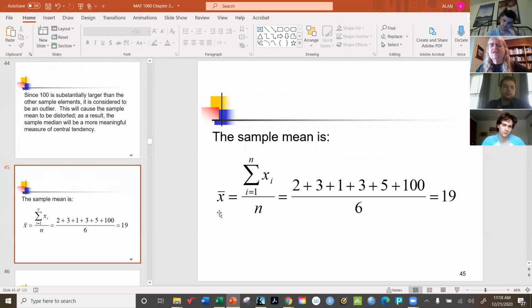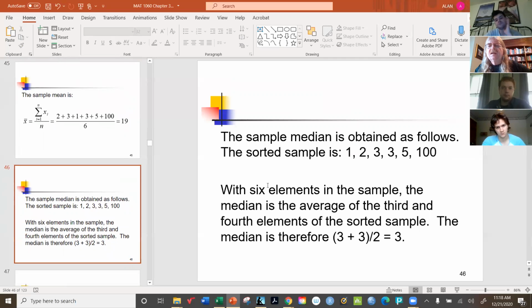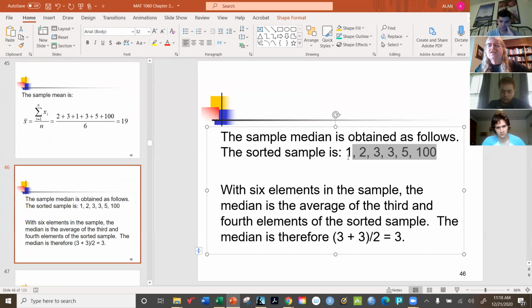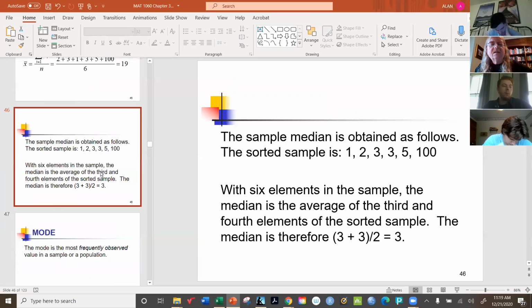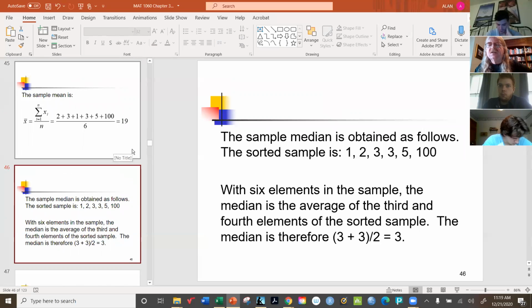Well, what if we try this instead? Let's try the median. Let's sort them out. And now we have 6 observations. Now, just by an extraordinary coincidence, the 2 in the middle are both 3s. So the average, obviously, of 3 and 3 is 3. So in this case, while the mean is 19, the median is 3, which I think you'll agree is a much more useful measure of the center of this data. 3, not 19, 3.